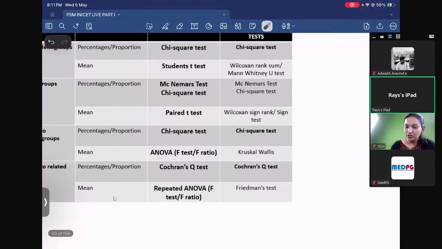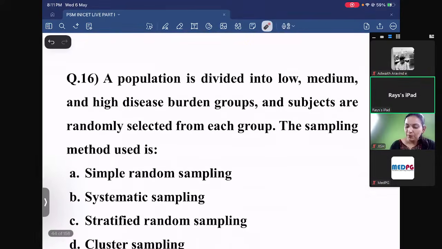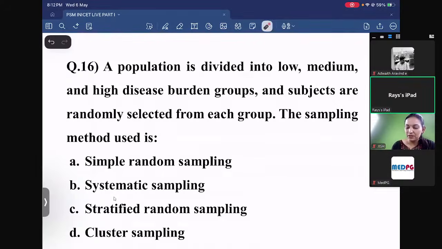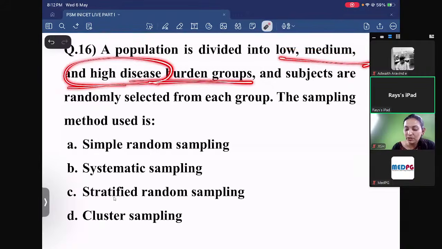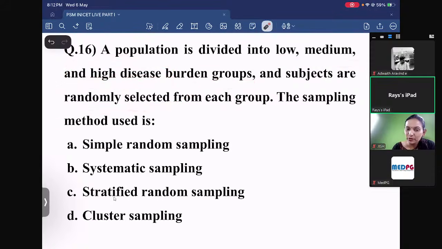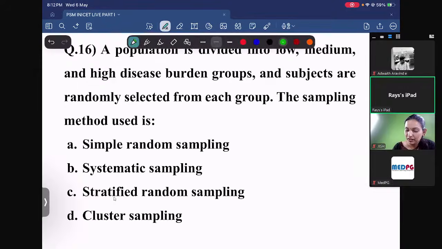Now with that, I'm moving on to the next question. A population is divided into low, medium, and high disease burden groups, and subjects are randomly selected for each group. Sampling method used? So here they have told you the population is divided into low, medium, and high disease burden groups. That means the population has been stratified, right? And then randomly selected. So we are talking about stratified random sampling, where initially your people have been stratified into different groups and then random sampling has been done. So this is a type of sampling.